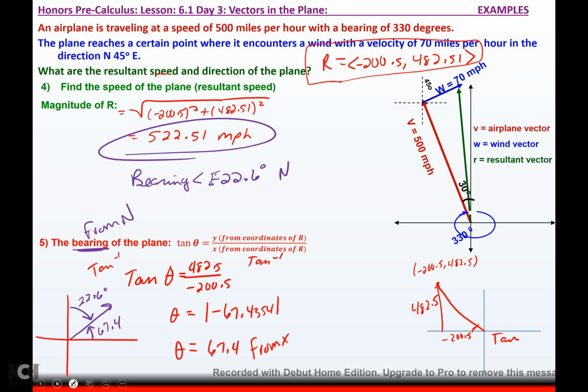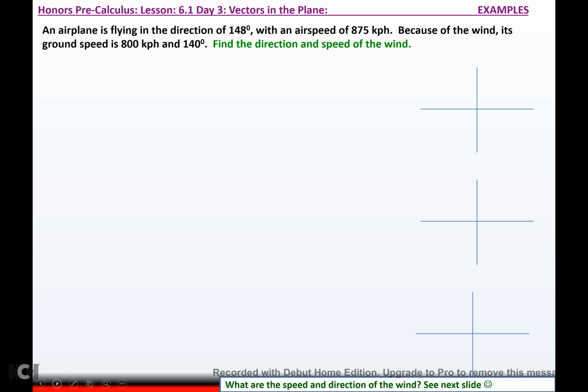Alright, let's look at one very similar but with a little twist on it. This one says an airplane is flying in the direction of 148 degrees with an airspeed of 875 kilometers per hour. Because of the wind, its ground speed is 800 kilometers per hour and 140 degrees. Find the direction and speed of the wind. So they gave me the plane, and they gave me the resultant one, and they want me to find the wind. So it's just kind of switching the order we're going to do it in.